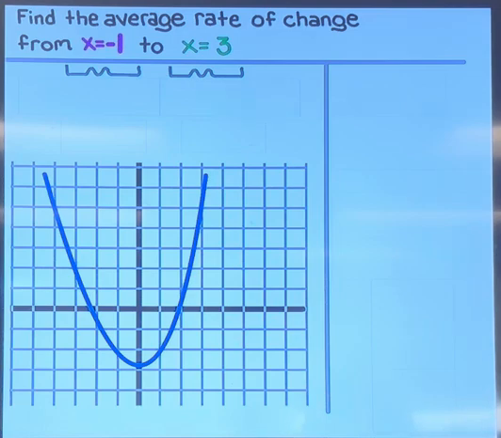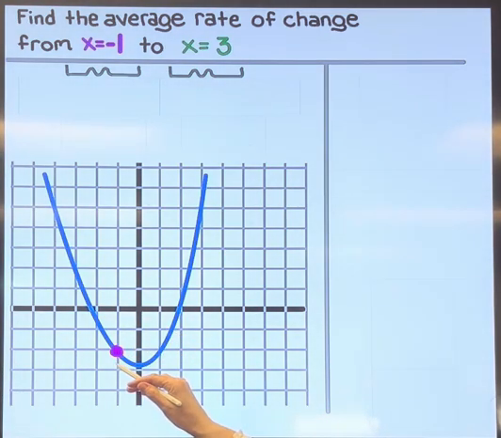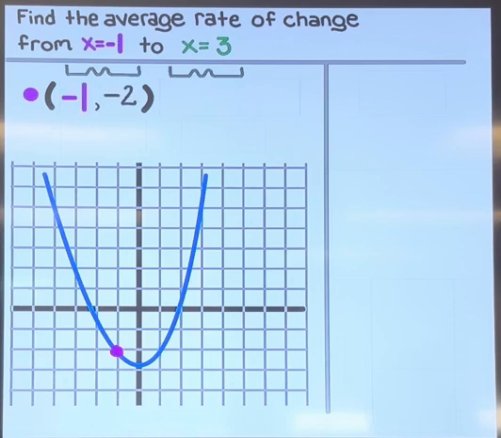Okay, so at -1, I'm just going to put a little dot here. If I plot a point where x is -1, to get on the graph I've got to go down here. So x is -1 goes with the point -1, comma -2.